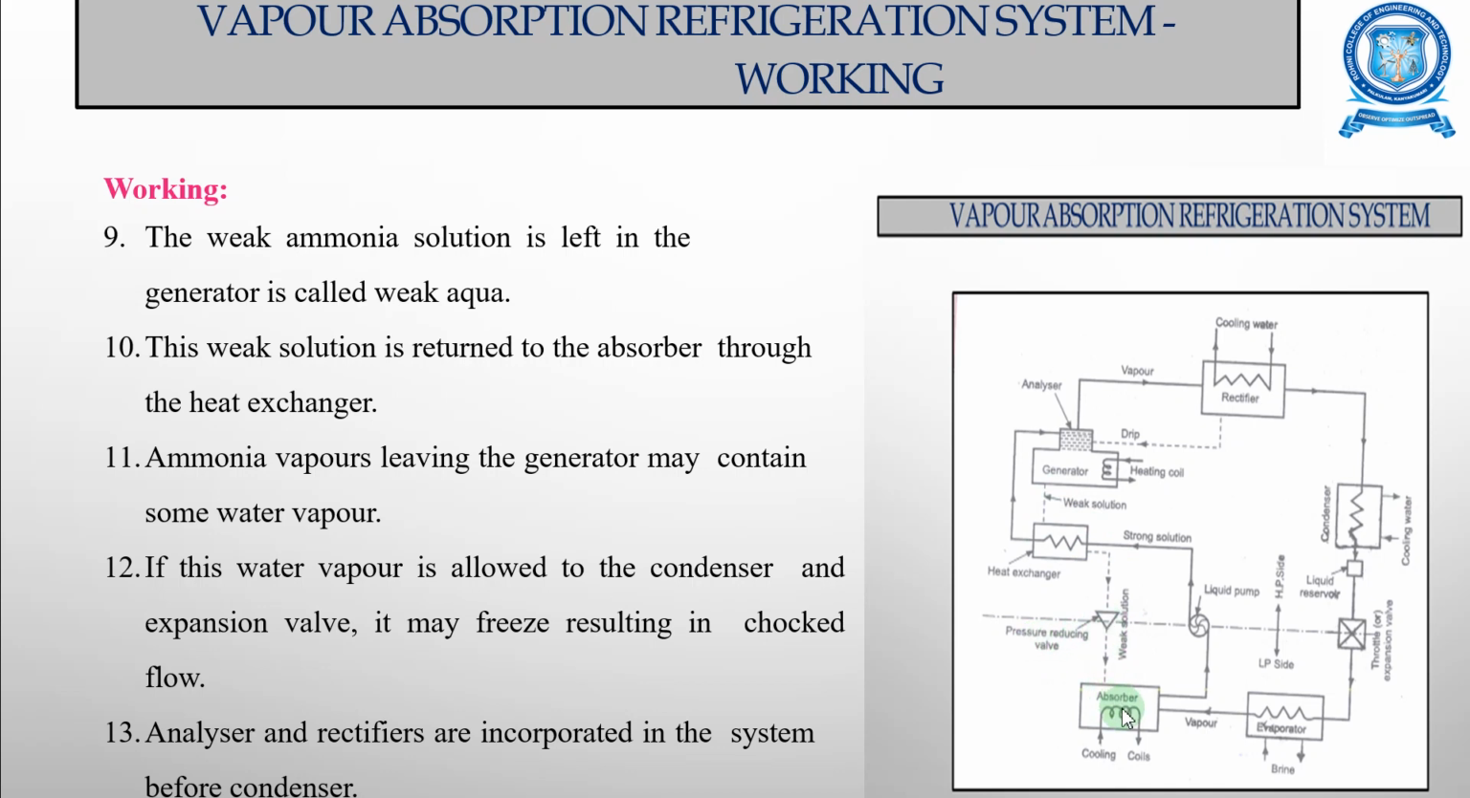Okay, and the ammonia vapors leaving the generator may contain some water vapor, and if this water vapor is allowed to reach the condenser and the expansion valve, it might freeze, resulting in choked flow. So an analyzer and a rectifier are incorporated in the system, before the condenser unit.